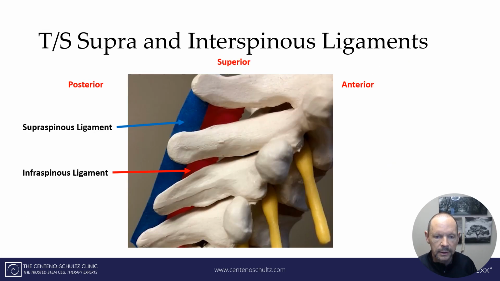And here's a better illustration. So this is the actual model of the thoracic spine in terms of orientation. This is where your head would be. This is where your tail would be. This is the front, otherwise known as anterior. And this is posterior. And again, here is that dinosaur, that spinous process that I talked about. And the supraspinous is this ligament that holds the tip of the spinous process. And then in the mid portion, there's the interspinous ligament.